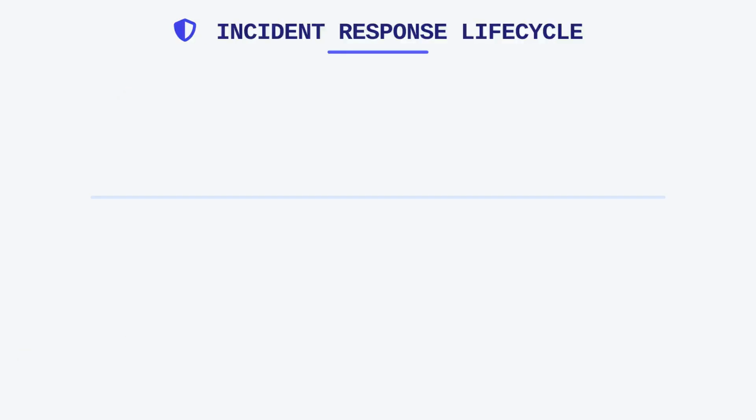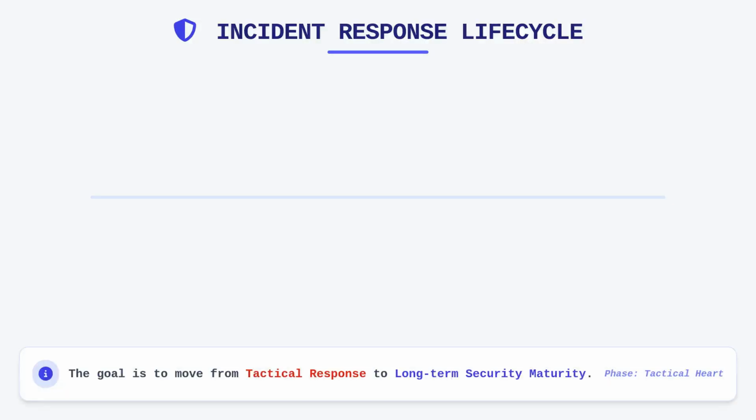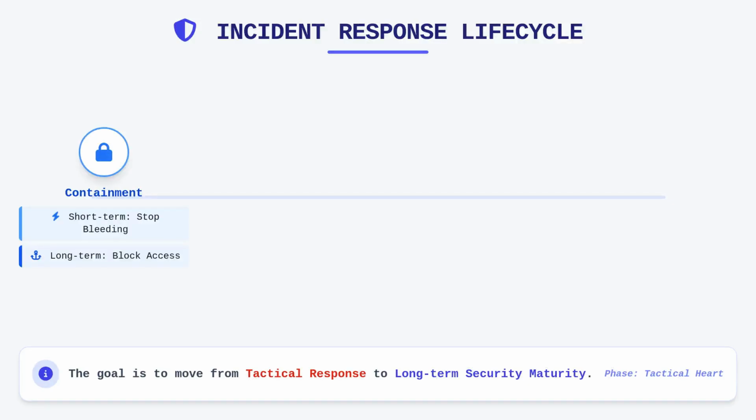After identifying the incident, we move to containment, eradication, and recovery, which represent the tactical heart of the response lifecycle. Containment is often split into short-term actions to stop the bleeding, such as isolating a compromised server from the network, and long-term actions to ensure that the attacker cannot regain access.